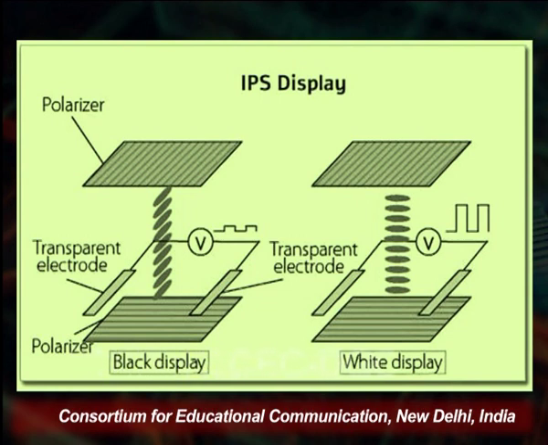Now, the alignment of the transparent electrodes is different as compared to the TN. They are aligned at the right angle of the polarizers. So, both the displays have a different arrangement, the TN and the IPS display.